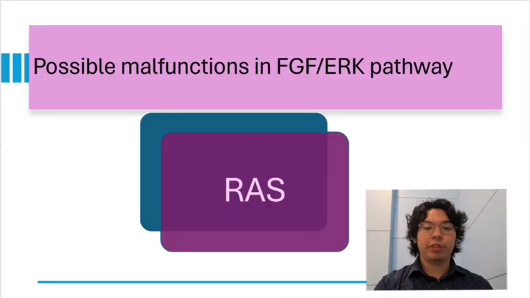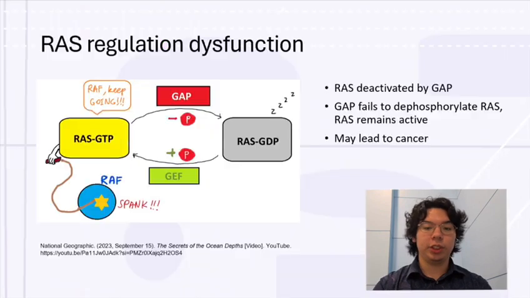The most common malfunction in the FGF-ERK pathway is the mutation of the RAS protein oncogene. Typically, RAS activity is controlled through dephosphorylation by the GAP protein. This mutation prevents the GAP protein from dephosphorylating RAS, keeping the RAS active.